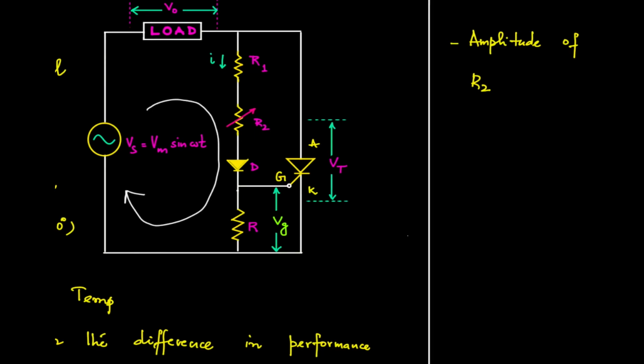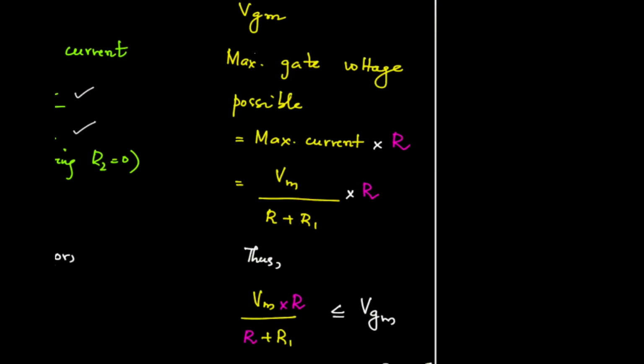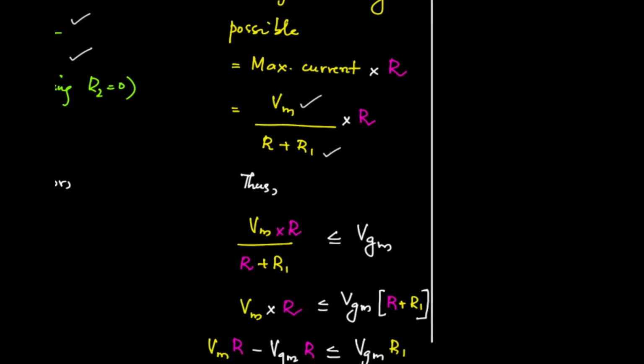Now that is what is written down here. You can see that the maximum gate voltage possible is maximum current into R. What's the maximum current? Vm by R plus R1, into R. Thus we can write Vm by R plus R1, into R, should be less than or equal to Vgm. It can be the maximum voltage, it can be less, but it cannot be greater than Vgm.